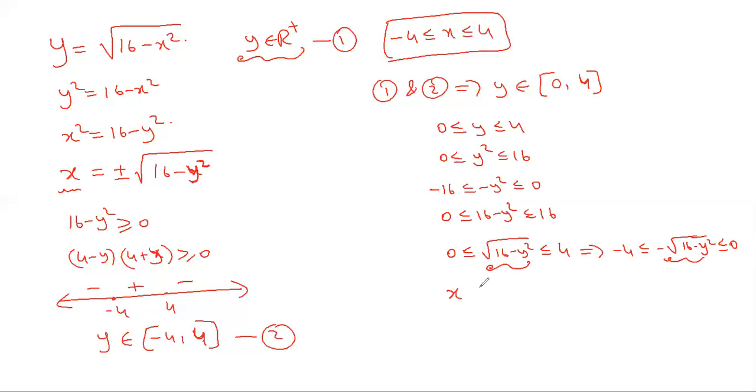So the x belongs to minus 4 to 4. If you take the y values between 0 to 4, your corresponding x values are coming between minus 4 to 4. So no problem for the domain. And then you confirm that hence y belongs to 0 to 4. See, without this verification, you can't confirm here.